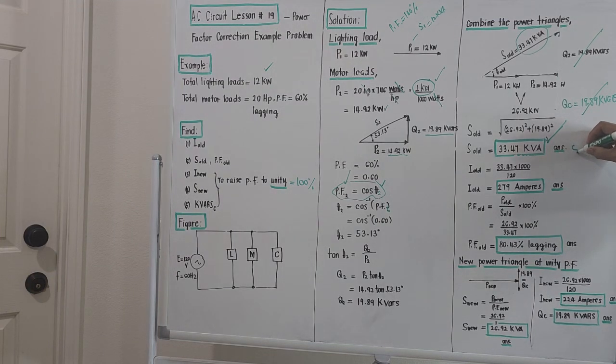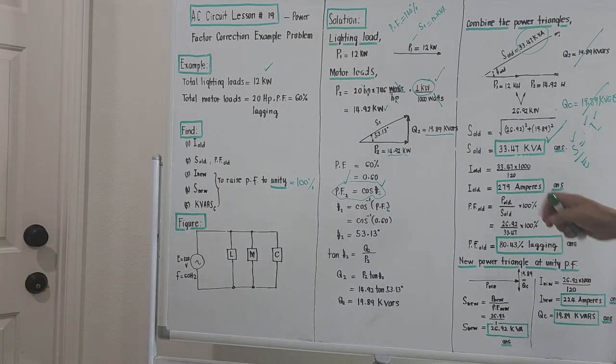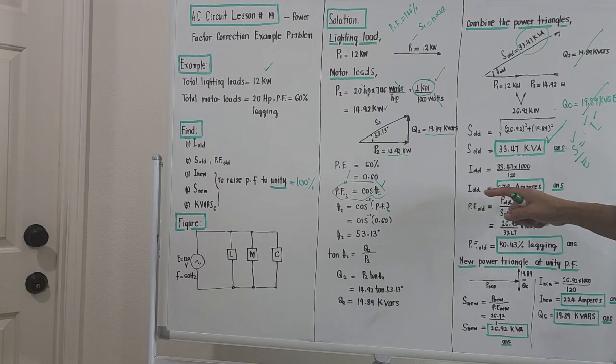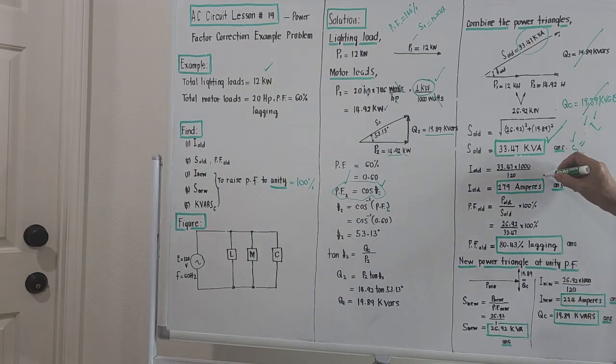Apparent power is S, and it is EI. So if we know S and we know E, we can compute for I, which will be S over E. The old current, which is very big, will be 33.47. We convert this to volt-amperes, so this will be multiplied by 1000 over 120. The total consumption of our system is 279 amperes.